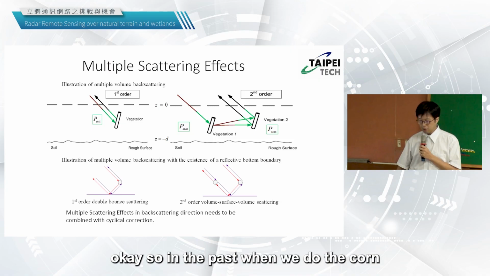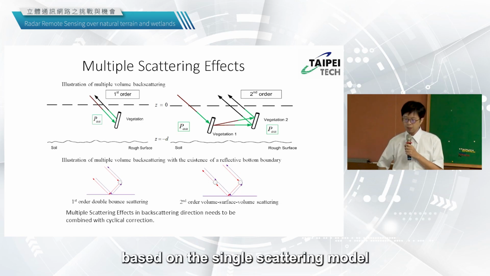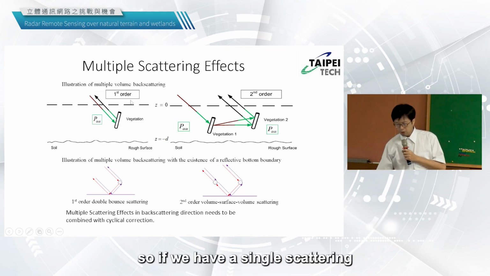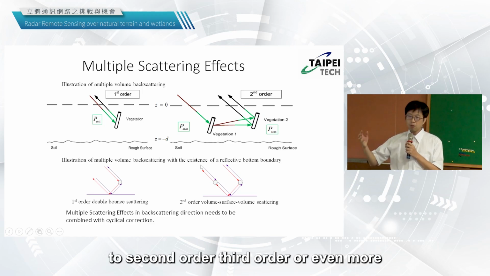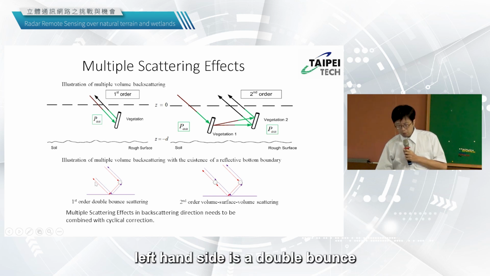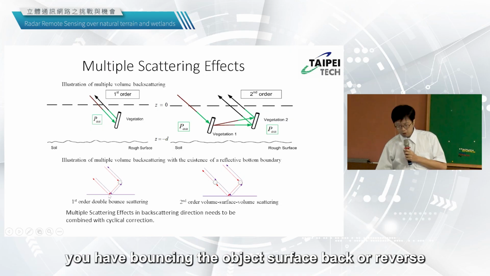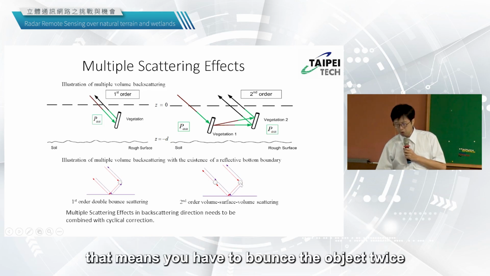Okay, so in the past when we did the corn, I just highlight this. This is a step further based on the single scattering model. So if we have a single scattering, then we can extend the number of scattering to second order, third order, or even more. So this one will show an example. Left-hand side is a double bounce. You have bouncing the object, surface, back, or reverse. And if you want to consider the second order scattering, that means you have to bounce the object twice.